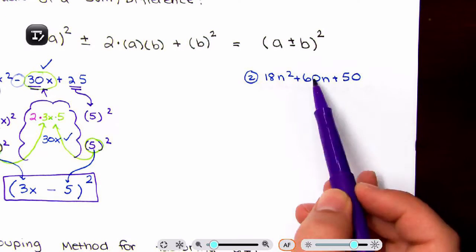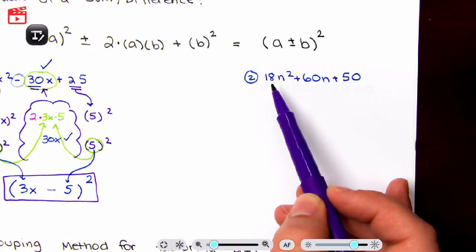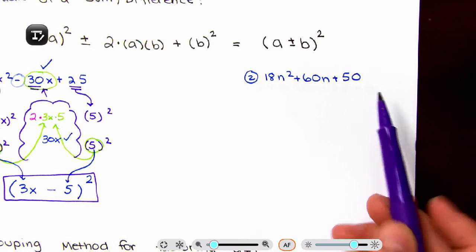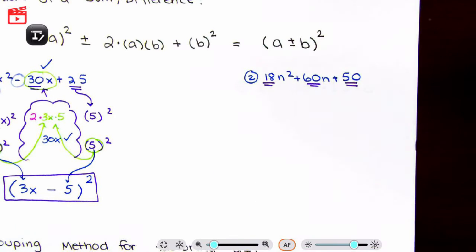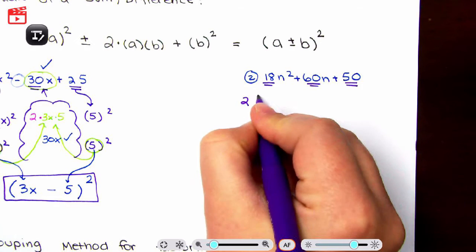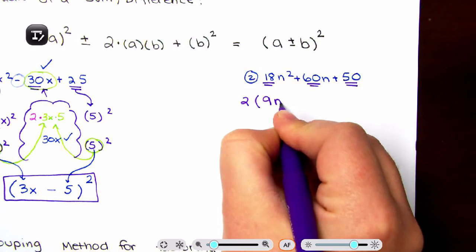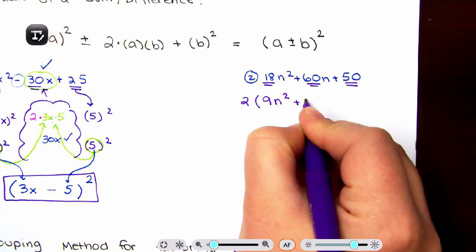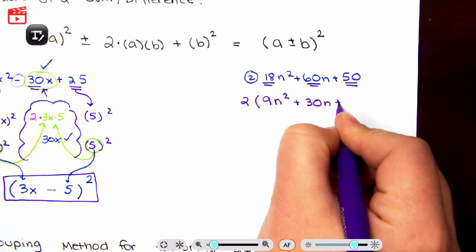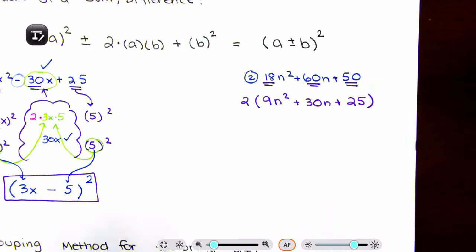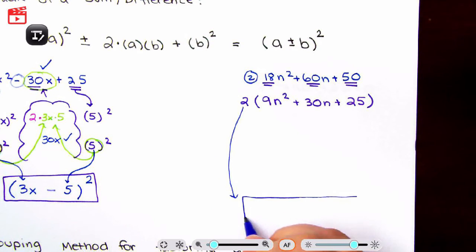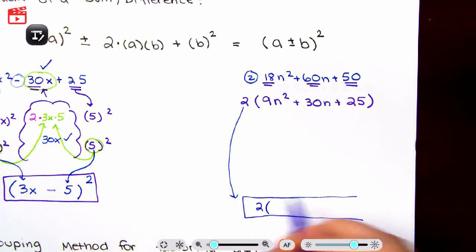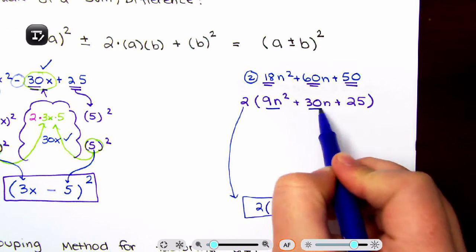I have an 18, 30, and a 50. Notice 18 is not a perfect square, 50 is not a perfect square. However, 18, 30, and 50 have a 2 in common. So I'm going to pull out the GCF of 2, which means I have 9n squared plus 30n plus 25. I still have a trinomial. I'm going to put this 2 in my answer bubble so I do not forget about it. I do have a trinomial, 1, 2, 3 terms.